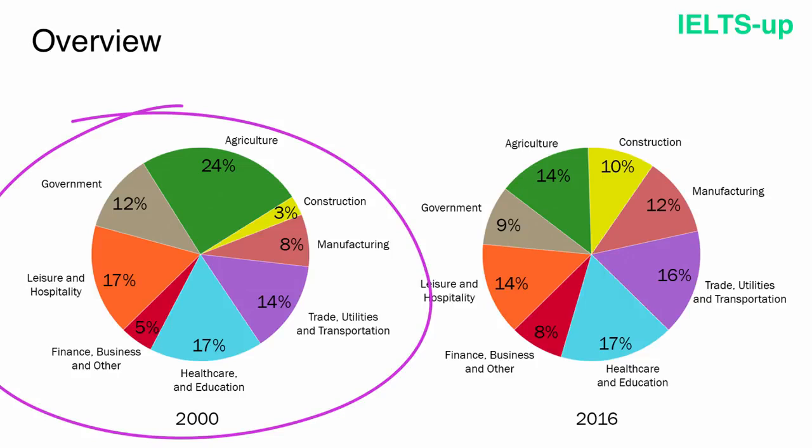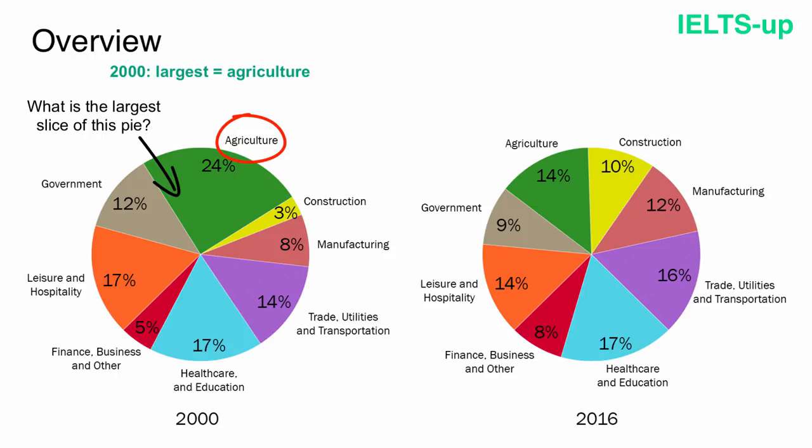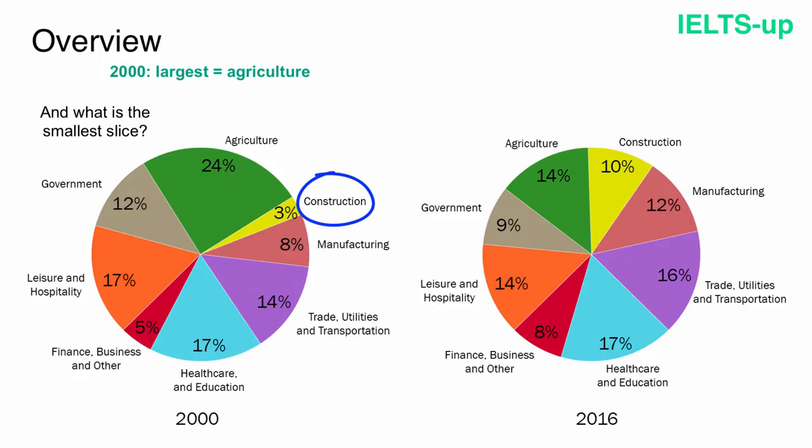Our first pie chart depicts year 2000. What is the largest slice of this pie? Well, clearly it's agriculture. This means that agriculture was the biggest part of Turkey's economy in the year 2000. And what is the smallest slice? It is construction, only 3%. Any other segment of our pie chart is bigger than the construction. This means that our construction segment was the smallest part of Turkey's economy in 2000.